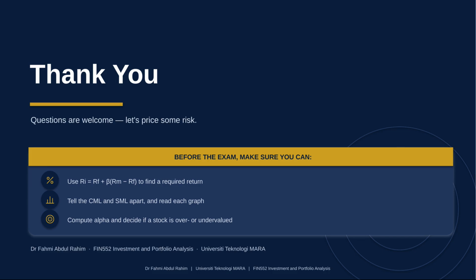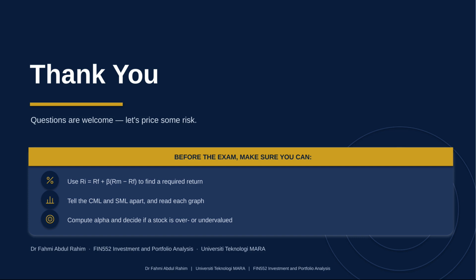And that brings us to the end of Chapter 10, the Capital Asset Pricing Model. You have learned how finance puts a precise price on risk. Questions are very welcome, so as I always say, let us price some risk together. Bring me anything that is unclear.